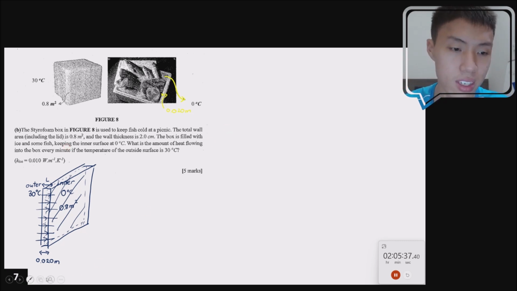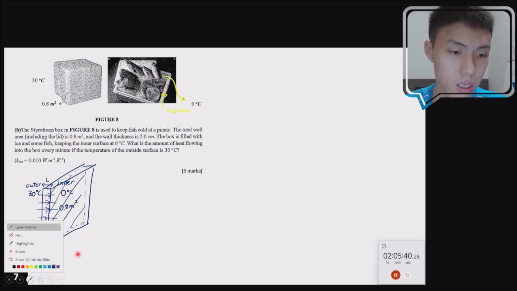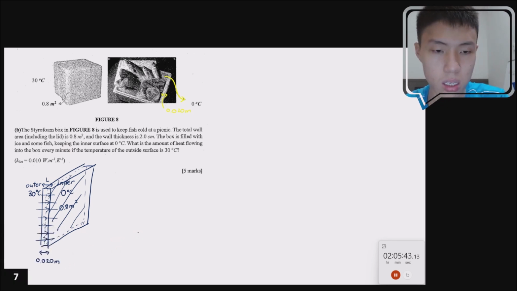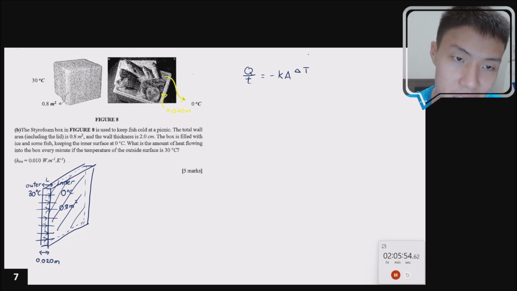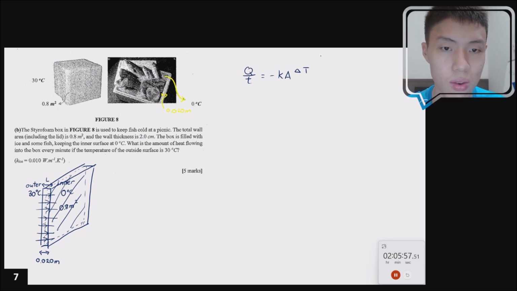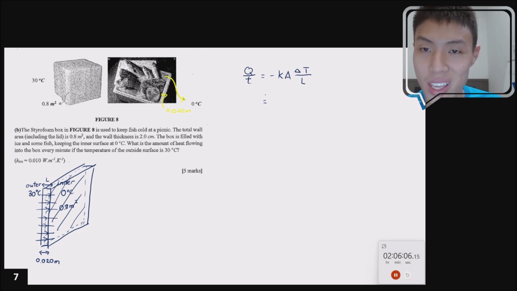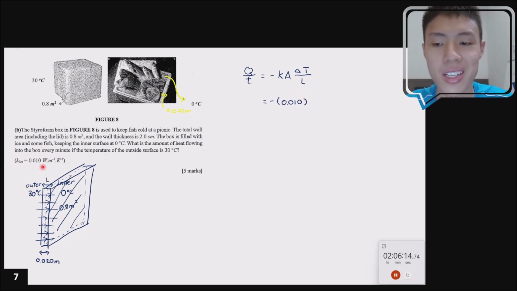Okay, let's write it down first. Okay, Q over T is equal to negative kA delta T over L. They didn't mention steady state, they didn't mention anything else insulated. Okay, but I assume we can use this formula. So negative k is 0.010, given in the question. Yeah, you have to be careful. Occasionally the value just appears down there. Okay, it's not in the question itself.